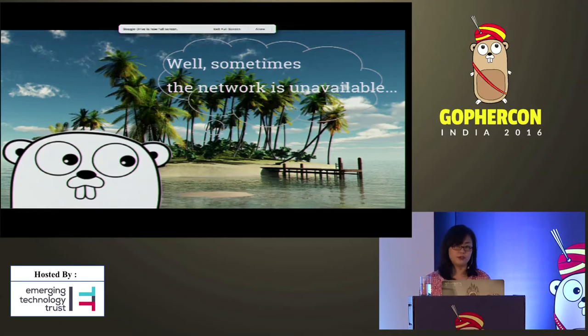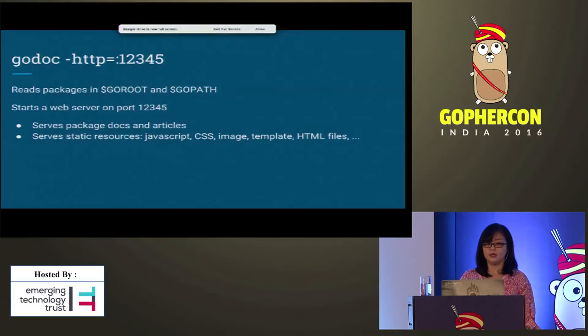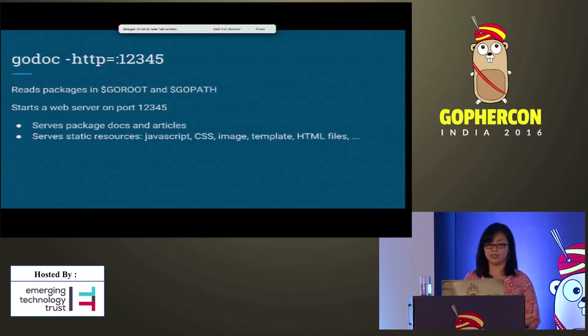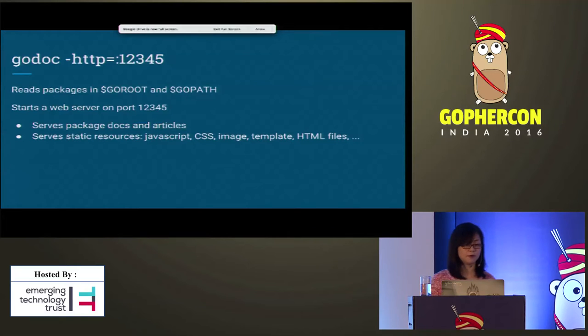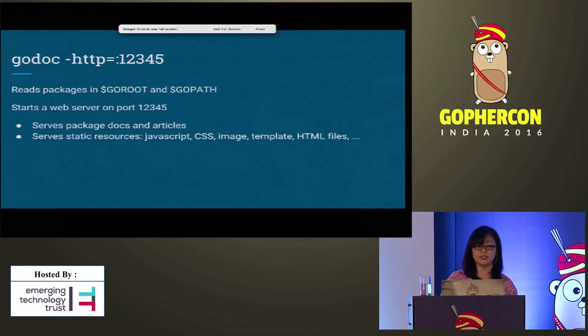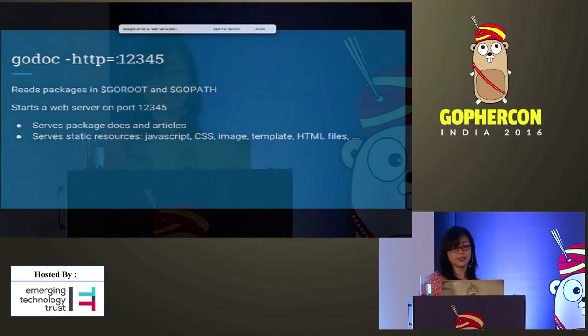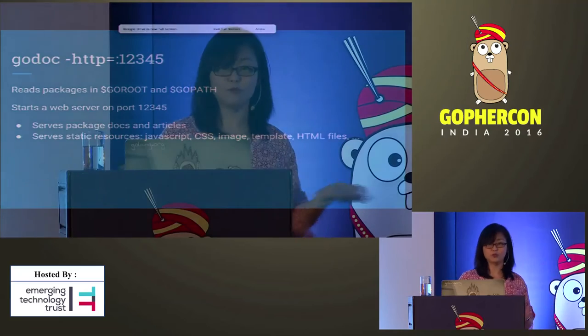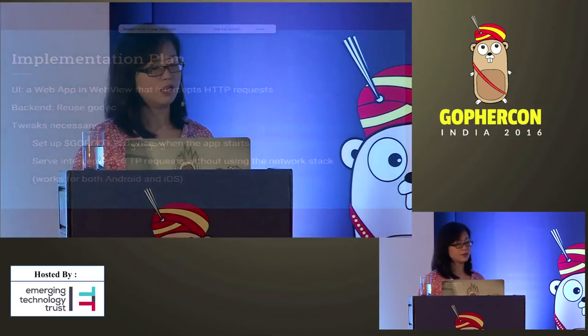So how can I use my commute time? I was thinking about this app. Let's just see what Godoc does. It reads a package in GoRoot and GoPath and starts a web server on some specified port, and it serves package docs and articles, and serves static resources such as JavaScript, CSS, image, template, and HTML files to make this UI look good.